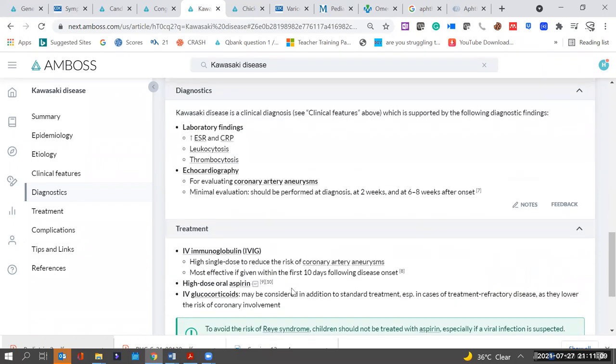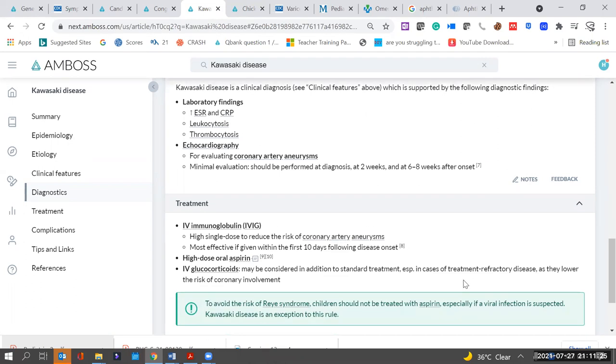So treatment, what will we give? We will give immunoglobulins, in a high dose, to reduce the coronary artery aneurysm. So they are actually pointing towards coronary artery aneurysm. Why? Because the coronary is a main artery, and the biggest artery of your body is the aorta. That's why they are more into dealing with the coronary artery aneurysm.